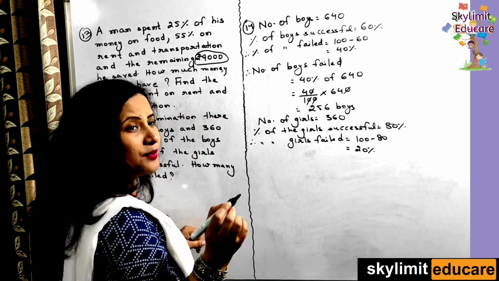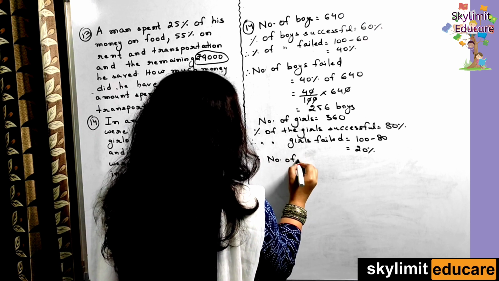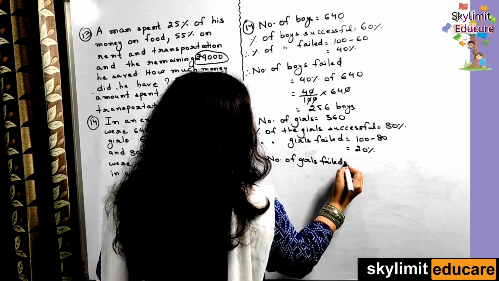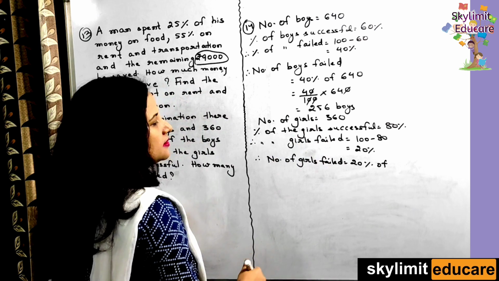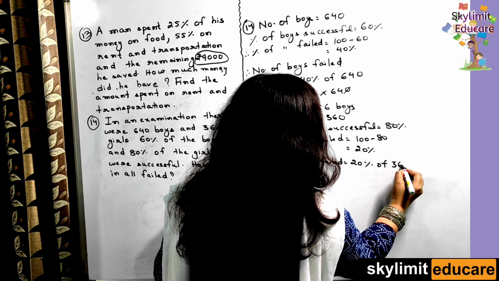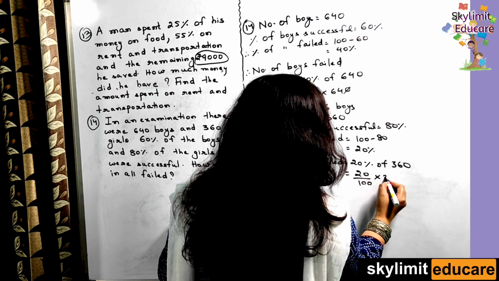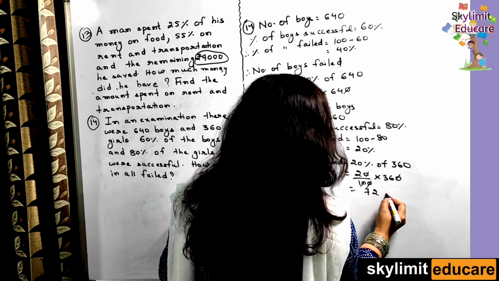Now let us find out the number of girls who failed. Number of girls failed is 20% of how many girls appeared in the exam? 360 girls. So that means 20 out of 100 multiplied by 360. 0, 0, 0, 0. This is 72 girls.